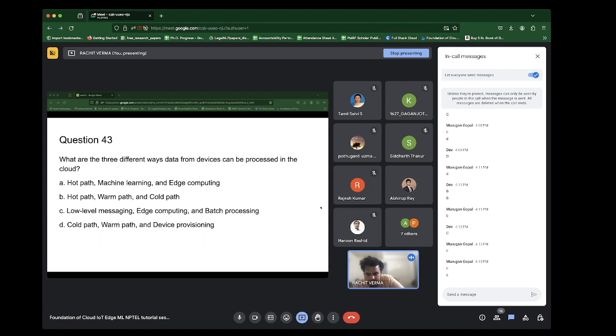We have discussed this. So what are the three different ways data from devices can be processed in the cloud? Hot path, warm path, cold path; or hot path, machine learning path, edge computing; or hot path, warm path, cold path; or low level messaging, edge computing, batch processing; or cold path, warm path, and device processing? Any responses? Option B. B, and someone said D. Okay, the answer is option B.